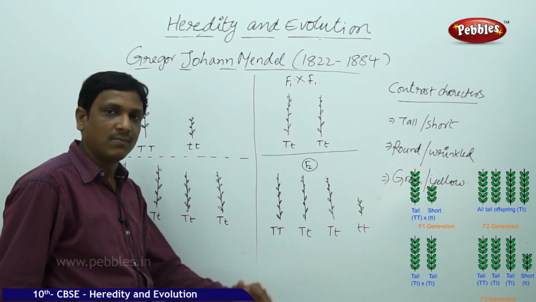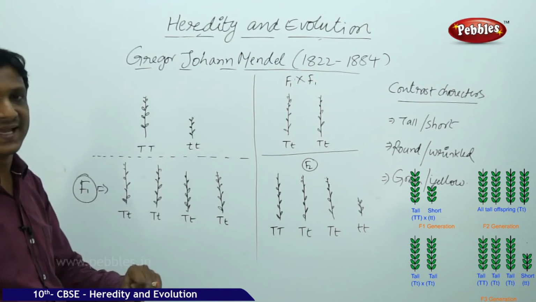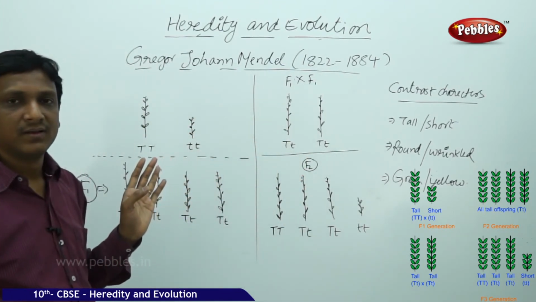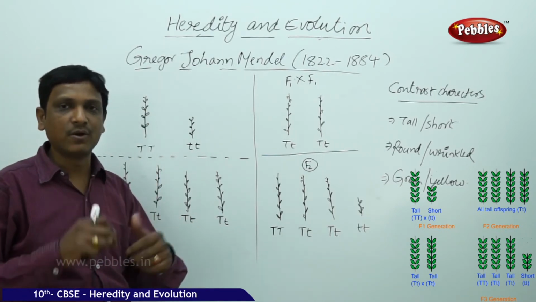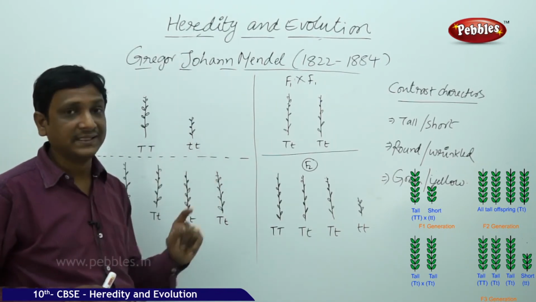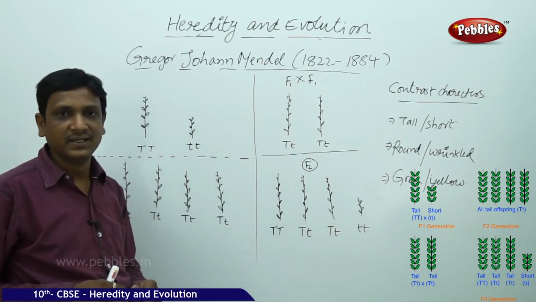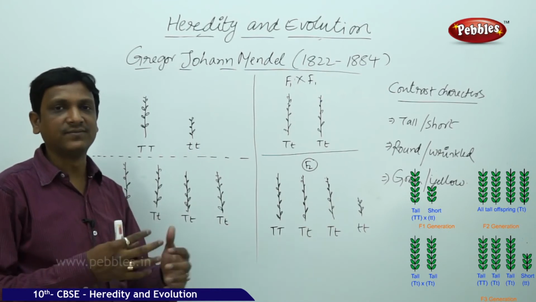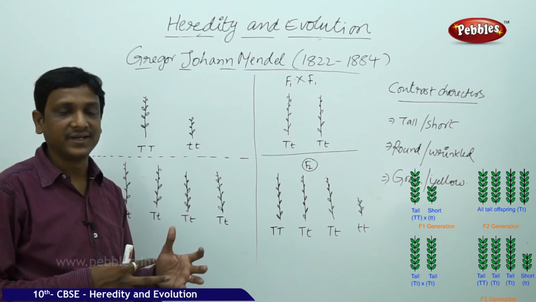So Mendel conducted some more experiments. In this case, he considered only one contrasting character, tall or short. In the next experiment, he has taken two different contrast characters. He considered tallness, shortness, at the same time their seeds. One plant with round seeds, one plant with wrinkled seeds. Likewise, in a combination of different contrast characters he has taken for the further experiment to understand better how these traits are inherited.